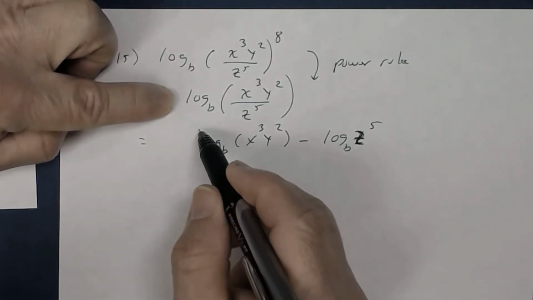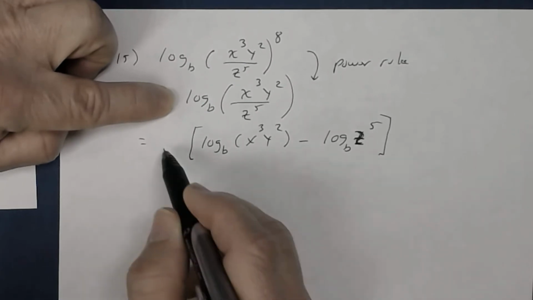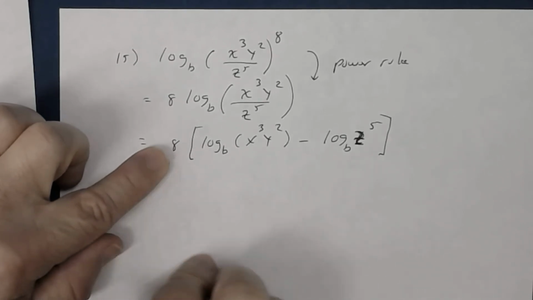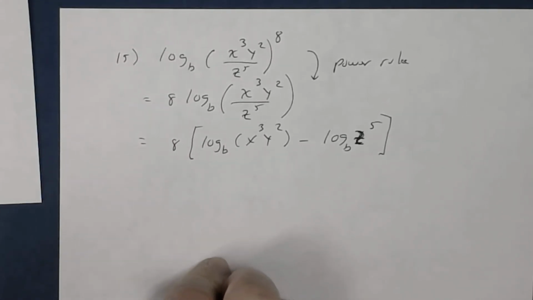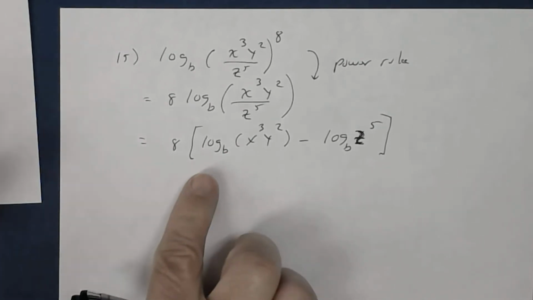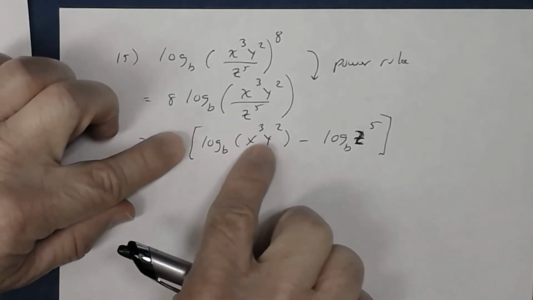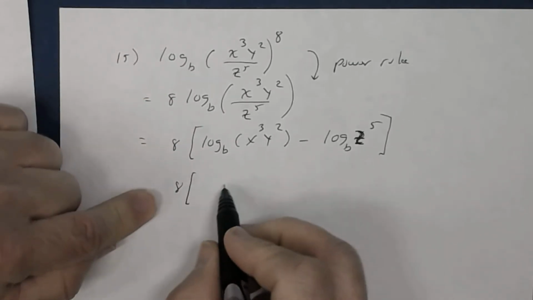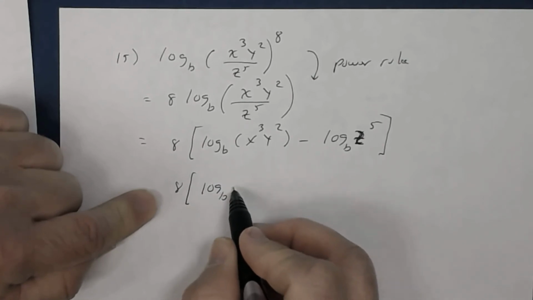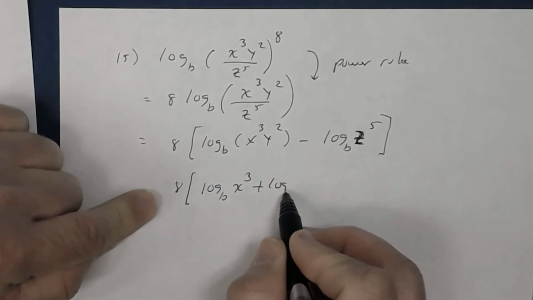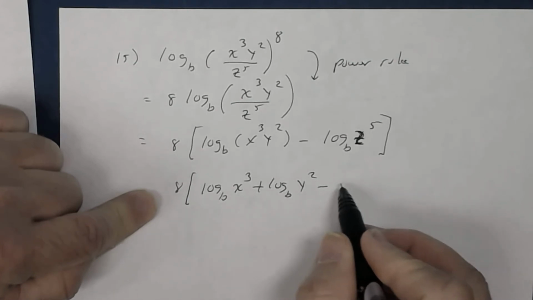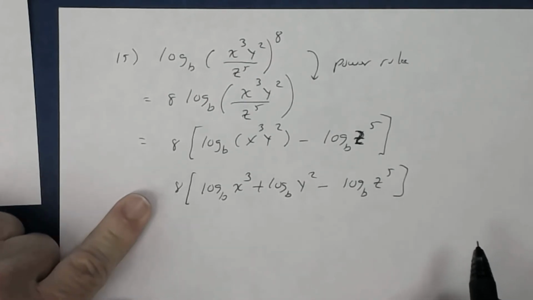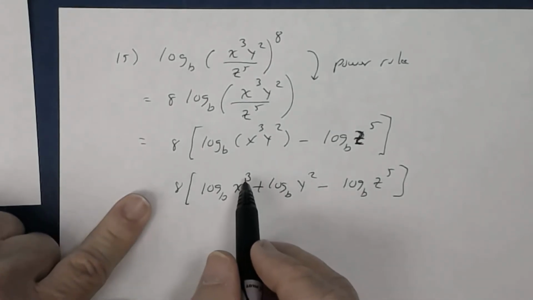Now don't forget though, all that's being multiplied by 8. Before I distribute, I wouldn't distribute yet. I would distribute at the end. So before I distribute, let's do the product rule next. So that's going to become 8 times, this becomes the log base b of x cubed plus the log base b of y squared minus the log base b of z to the 5th. Y'all agree? Even before I distribute again, I'm going to go ahead now and use the power rule.